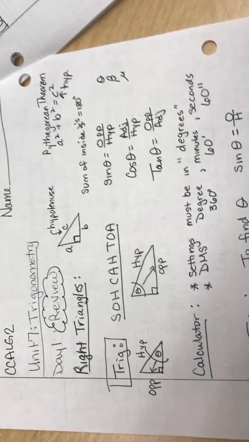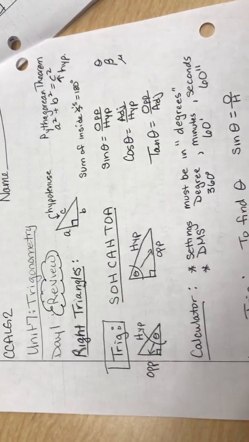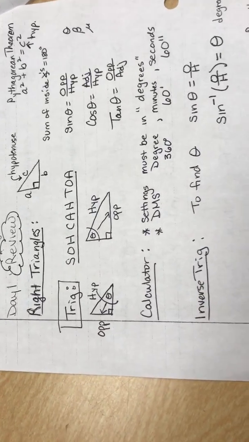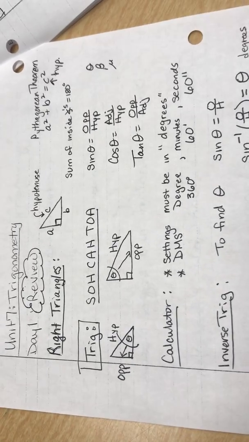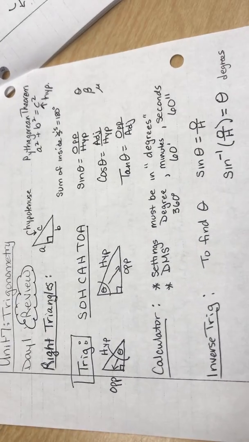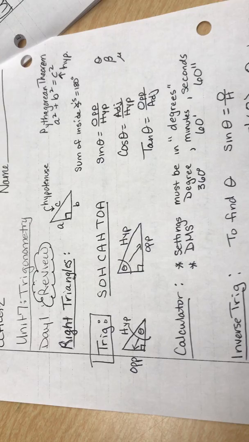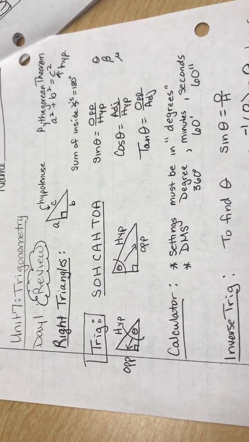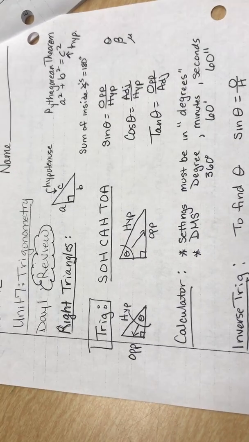This is just a quick review of everything that you should know from Algebra 1 and Geometry, okay? So nothing that has to be written. I'm just going to walk you through each of these things, and if there's anything that you're really unsure of, just put a star next to it, and we'll go over it tomorrow in class, okay?